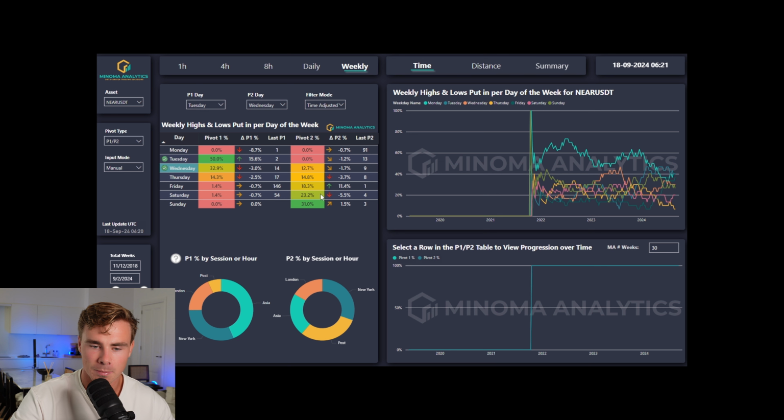We can also see that with the percentages, right? 18 plus 23 makes 41, plus 31 makes a 72% chance that we are going to form the weekly high on either Friday, Saturday or Sunday, and we had a super high probability for the Tuesday low to hold based on the weekly timing statistics.